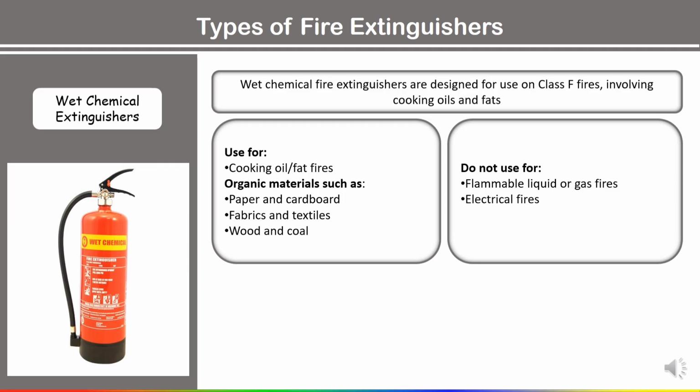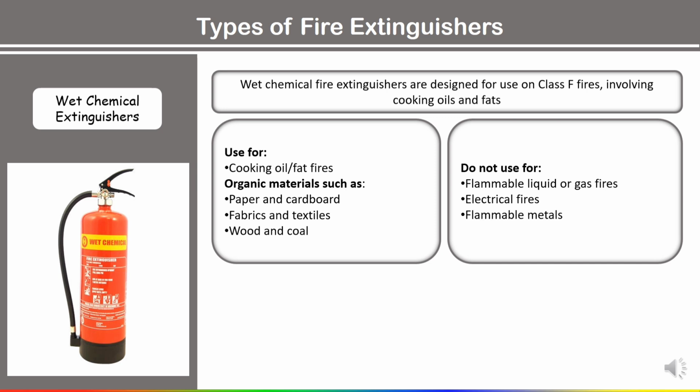And see, for electrical fire also you don't need to use the wet chemical, okay, because a wet chemical extinguisher contains water based chemical and water is a good conductor of electricity, we know that. So using a wet chemical extinguisher on an electrical fire can lead to the risk of electric shock to the user and further damage to electrical equipment.